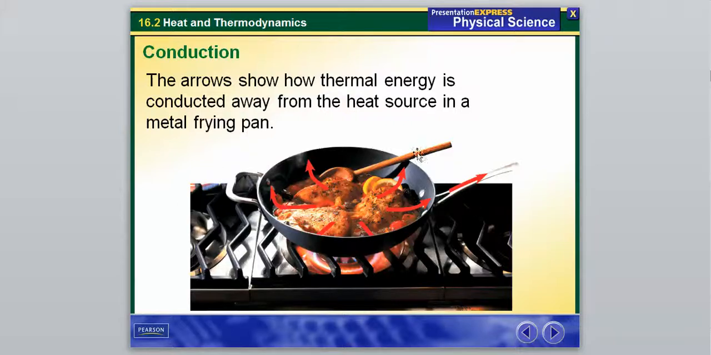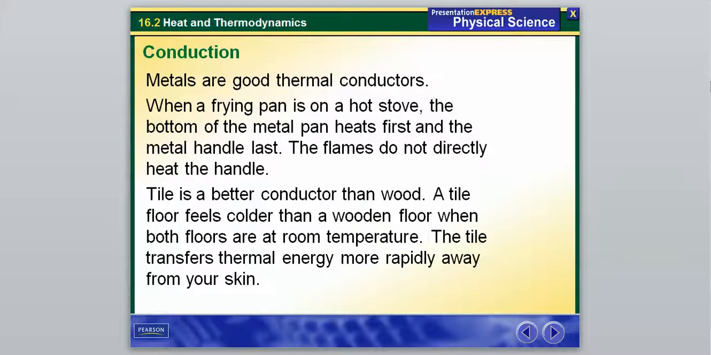Notice how it's not really moving through the wooden spoon, which we will get to maybe why that happens in a second. So metals are kind of our best examples of a good thermal conductor. Again, we talked about that earlier in the year as well with conductivity. And when the frying pan is on the hot stove, the bottom of the metal pan heats up first, and then it heats up the metal handle last, because that's kind of just how it's going to flow.